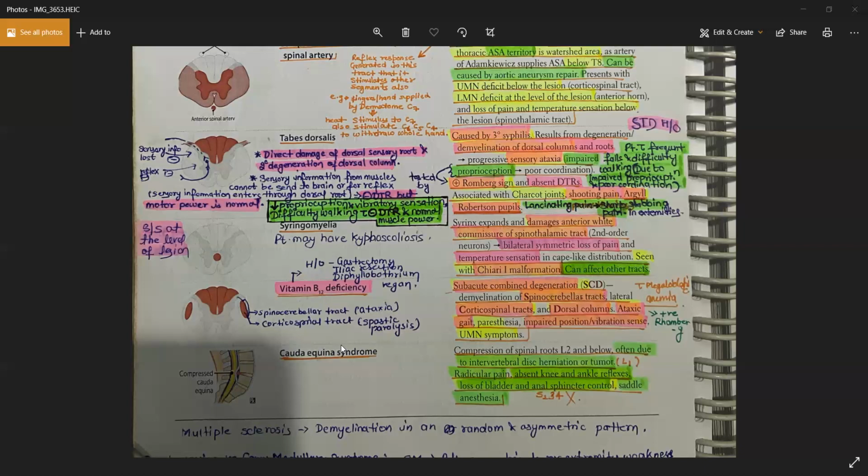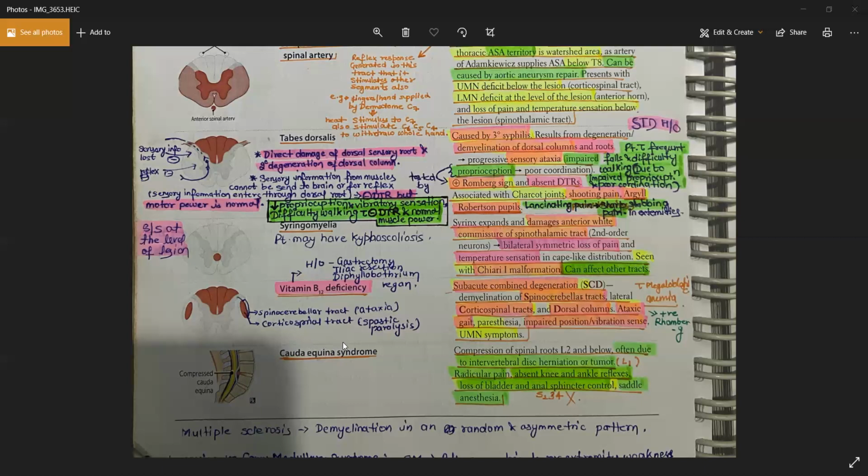After the conus medullaris, all these spinal nerves, like all these lumbar and the sacral spinal nerves, will originate from this cauda equina. All these nerve fibers will be running down, and then they exit from the respective spines, right? So this is known as the cauda equina syndrome.